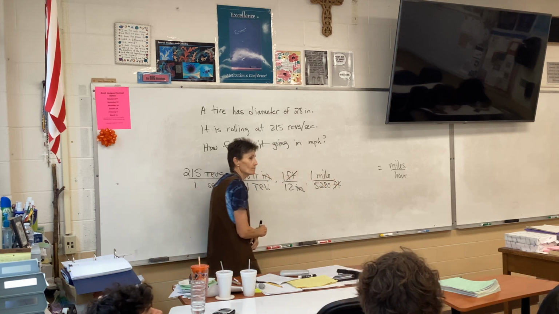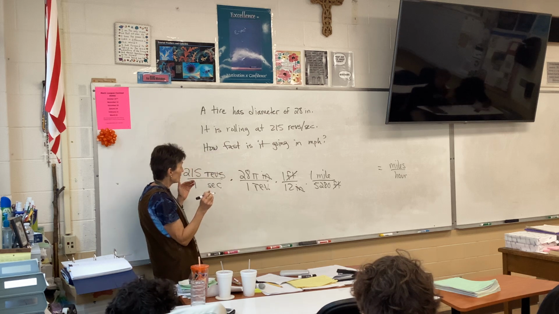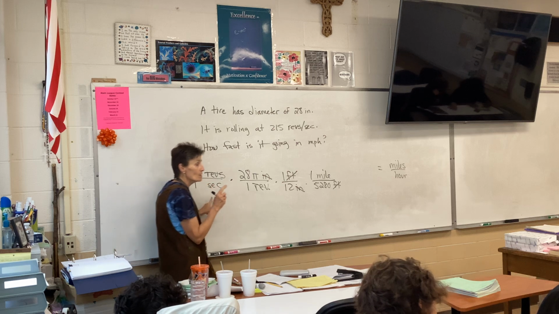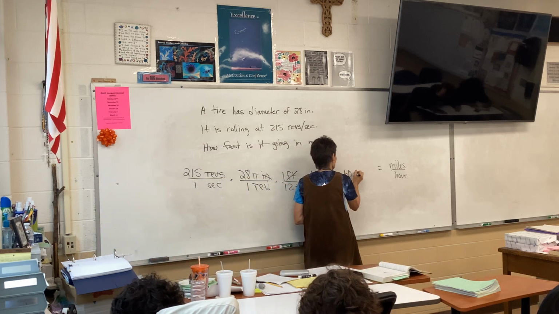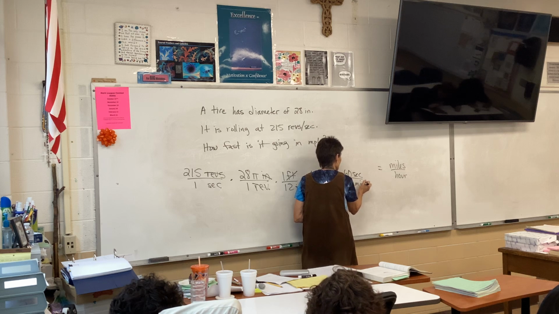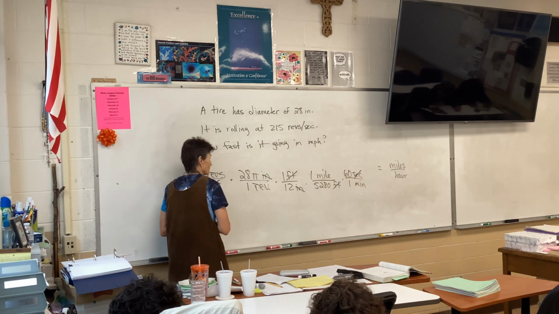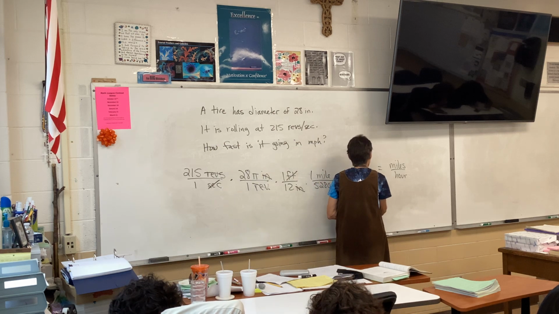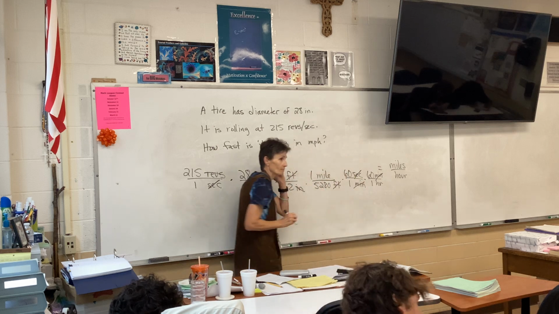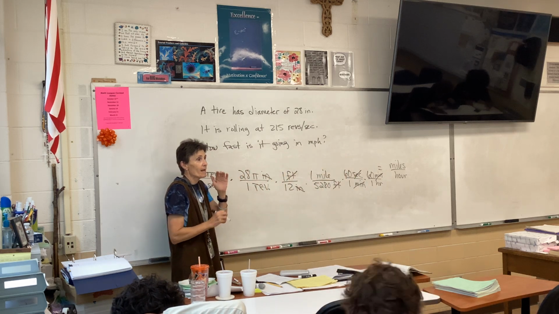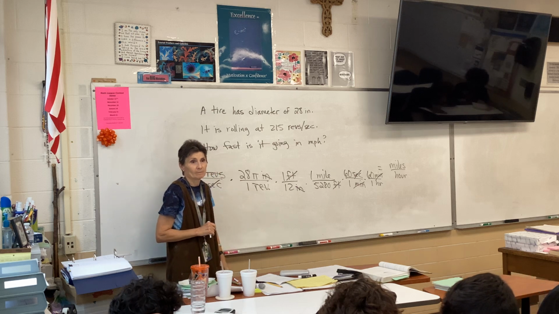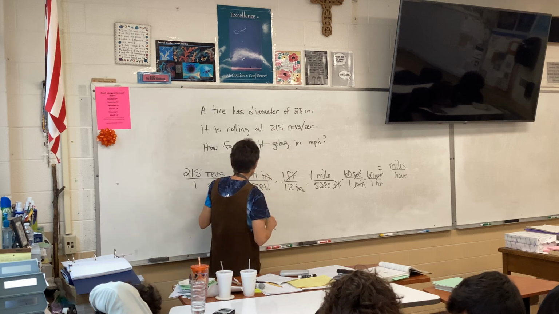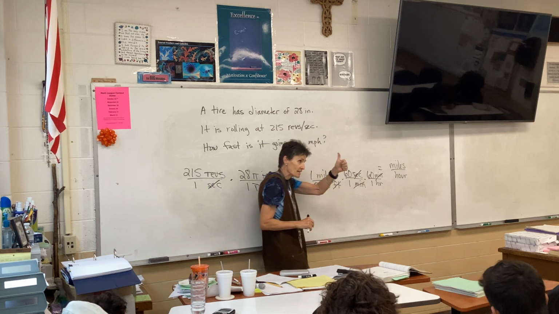Now we are at miles per second. So then there's 60 seconds in 1 minute, and then 60 minutes in 1 hour. And what are we left with? Miles per hour. What unit is on top? Miles. What unit is on the bottom? Hours. That's what we want.